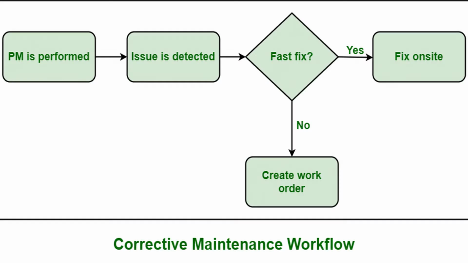So this is how corrective maintenance works. The property manager will do the inspection in the building first, and if they detect some issue that needs to be fixed, they will decide if the issue can be fixed on site, or they need to create a work order for the maintenance.